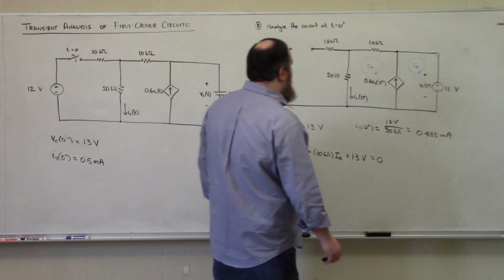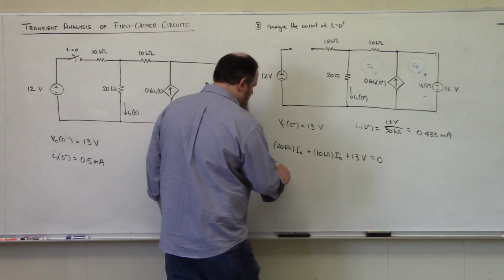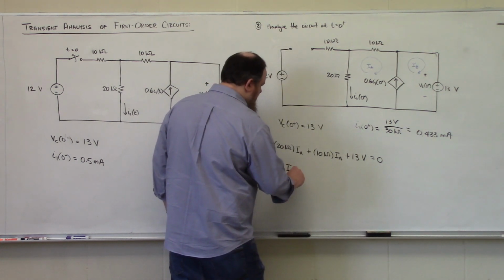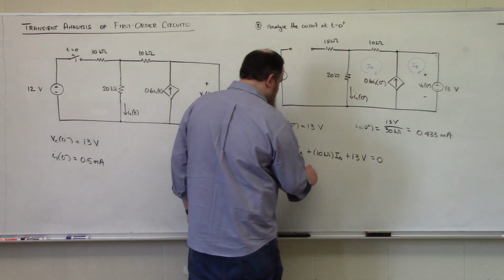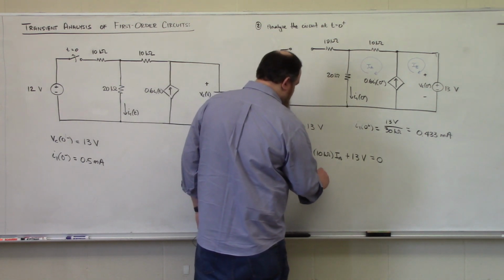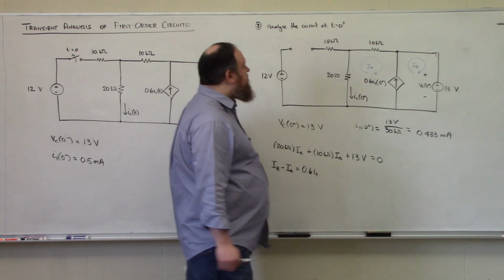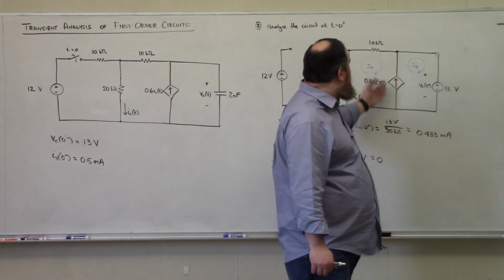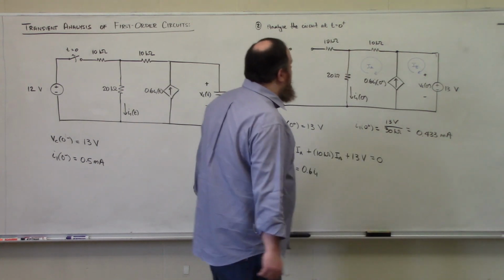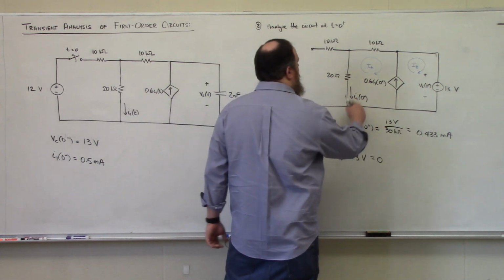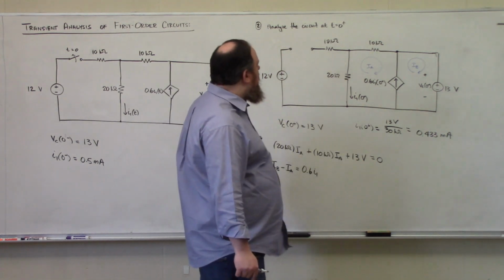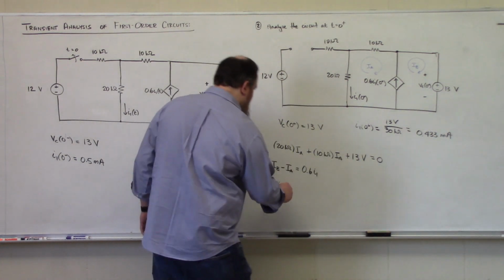Then I can see that IB minus IA is 0.6 I1. So that's my relationship for this dependent source related to the mesh currents. And lastly, I need to express I1 in terms of my mesh currents, where I1 is negative IA.